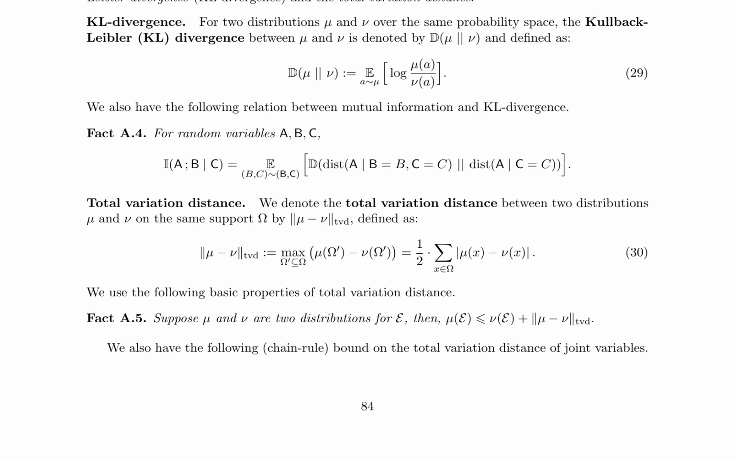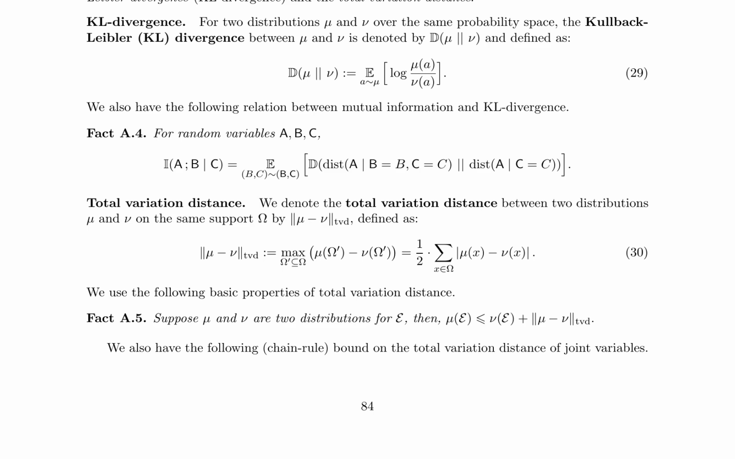Finally, the total variation distance is introduced as a measure of the maximum difference between two distributions μ and ν on the same support Ω. This distance is denoted by ‖μ − ν‖_TVD and is defined as half of the sum of the absolute differences between the probabilities assigned by μ and ν to each point in the support. The authors also mention fact A.5, which states that the probability of an event under μ is less than or equal to the probability of the same event under ν plus the total variation distance between μ and ν.